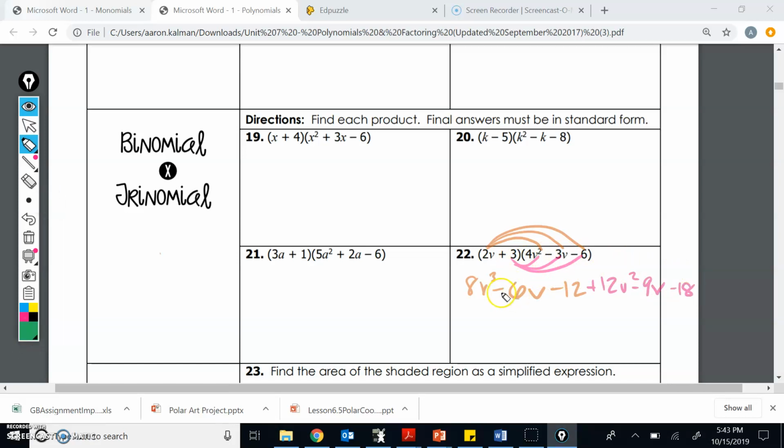Combining like terms, we just have 1v cubed, we just have 1v squared, so we're going to put the 12v squared there. We do have some v's to combine. We have a negative 6v and a negative 9v. That makes a negative 15v. And then we have a couple constants to put together, a negative 12 and a negative 18. Remember, always look to the left of the number to check what sign it is, and we are done with this problem.